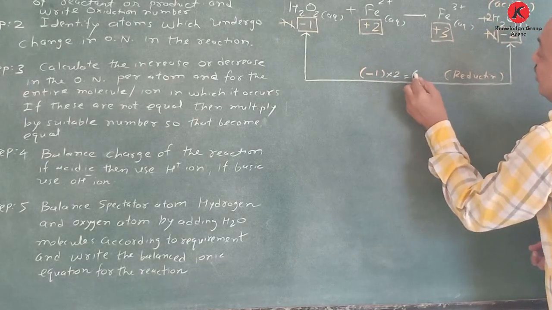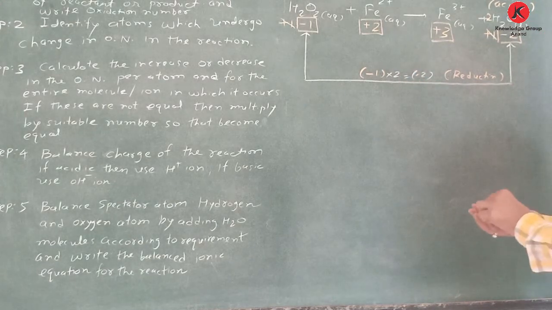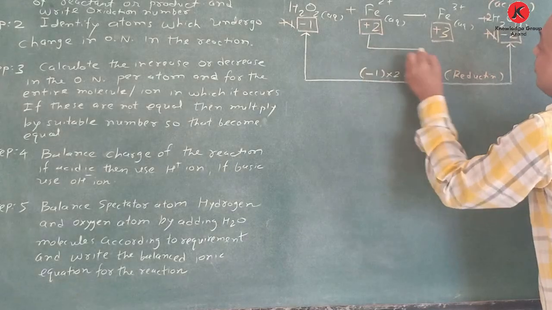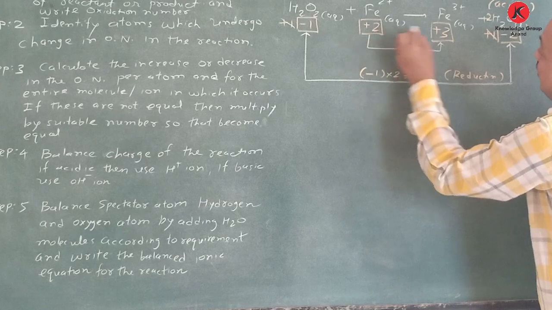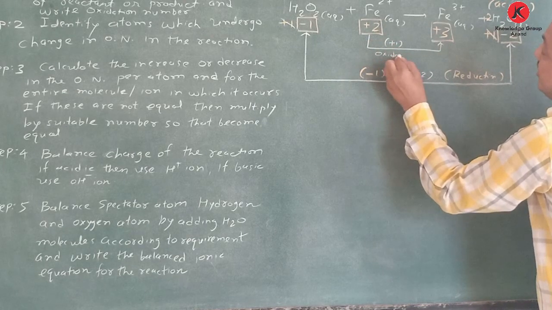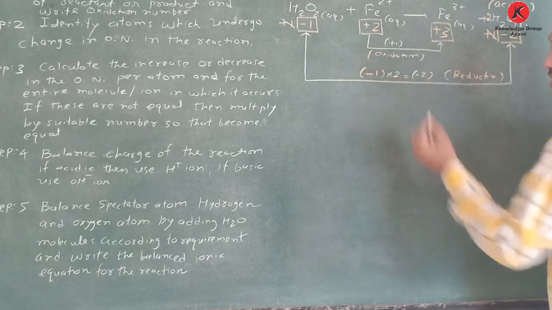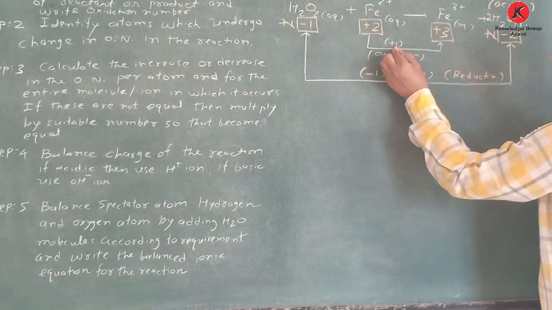So here the total oxidation number change is minus 2. In the same way, plus 2 to plus 3 is very simple. Here you have to multiply 2 to 3, that means plus 1, and this is nothing but an oxidation reaction. Okay, plus indicates oxidation and minus indicates reduction. Remember it this way. Okay, so plus 1 is there.